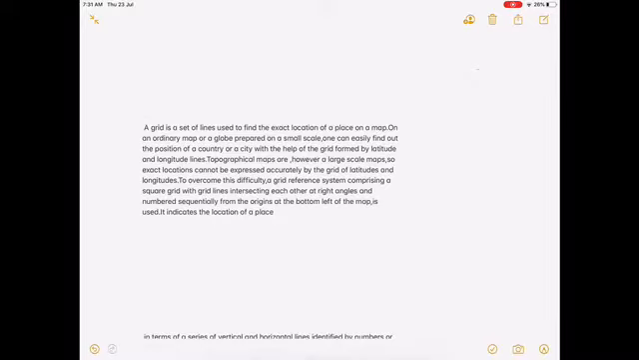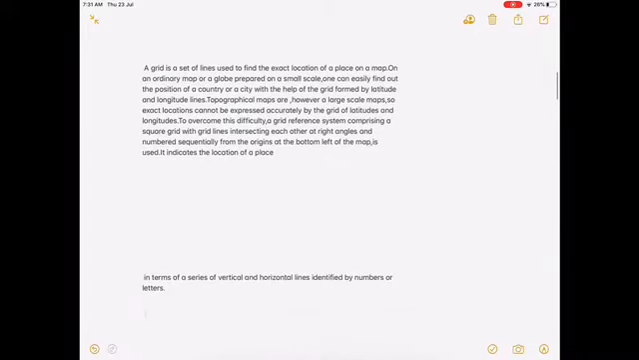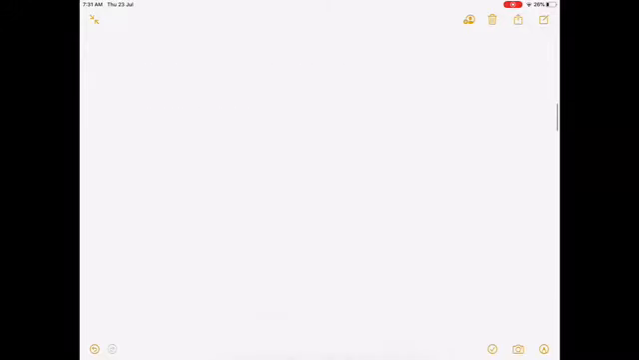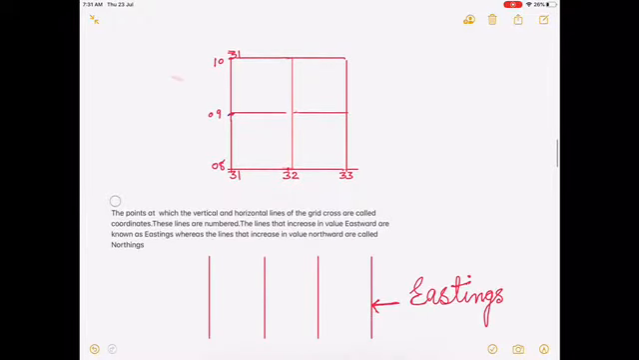latitudes and longitudes. To overcome this difficulty, a grid reference system comprising a square grid with grid lines intersecting each other at right angles and numbered sequentially from the origin at the bottom left of the map is used. It indicates the position of a place in terms of a series of vertical and horizontal lines, numbers, or letters. This thing you can see in the diagram also.